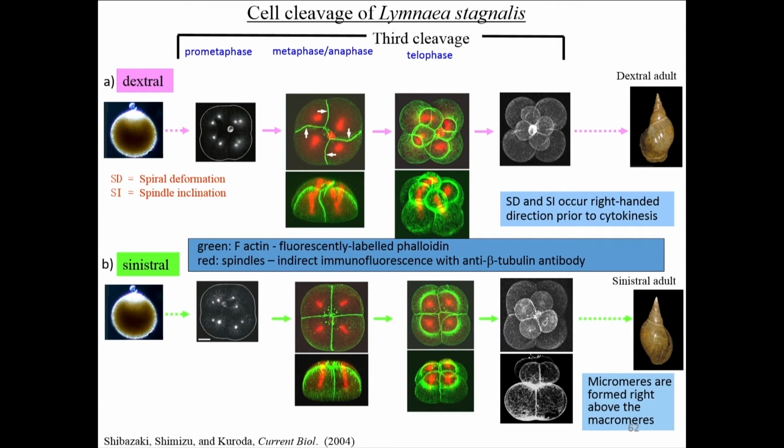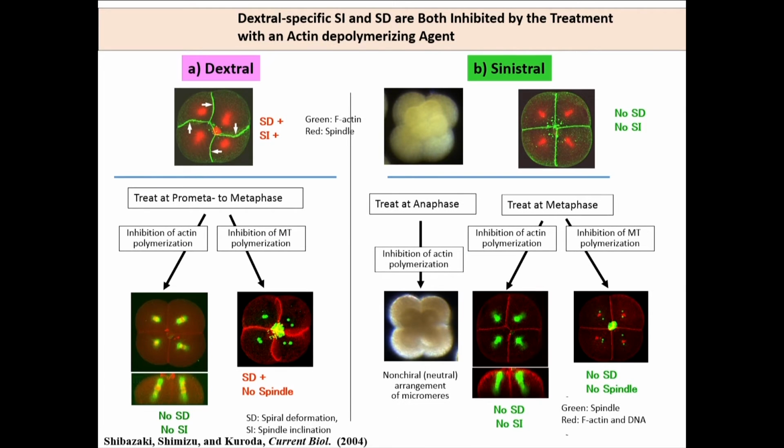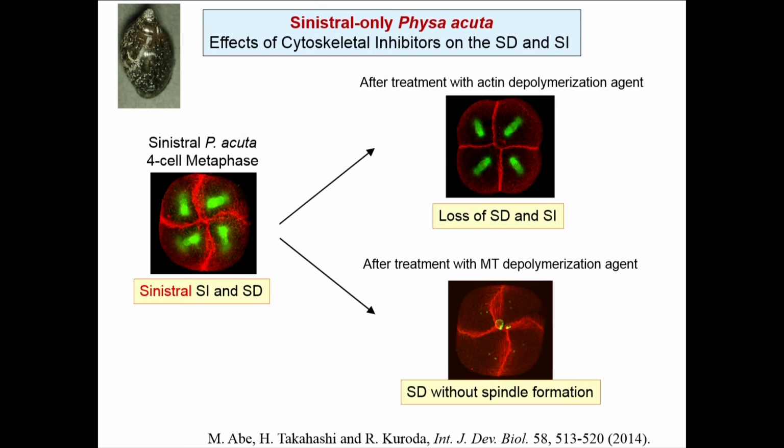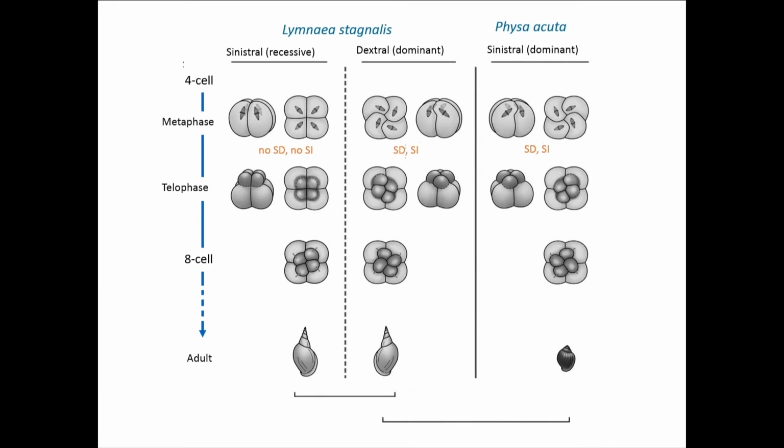So what you call spiral deformation and spindle inclination occur only in the dominant dexter snail, and there isn't any in the sinister recessive one. And we could, for example, change this dexter one to be very similar to the sinister one by inhibiting actin polymerization. So we know actin, the cytoskeletal dynamics, is important for handedness determination. And it's not a mirror image at all, but it is a mirror image in the sinister Physa acuta. This is another species.